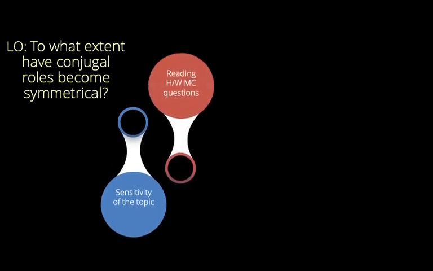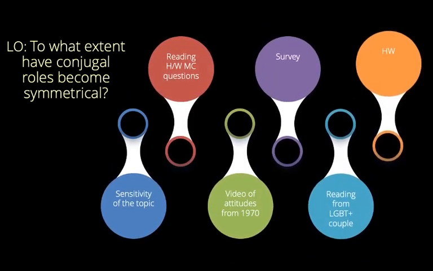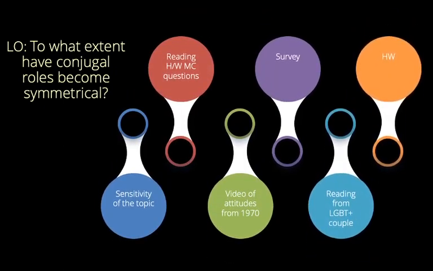Okay, so today, what are we looking at? We want to know, to what extent have conjugal roles become symmetrical? So you will need to identify what exactly, how far, or whether we have actually reached the point of symmetry.